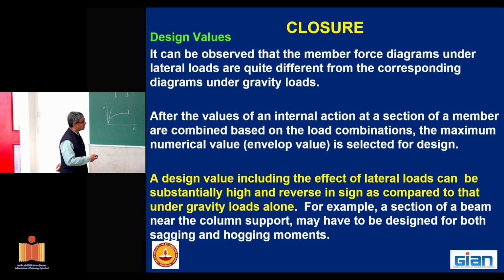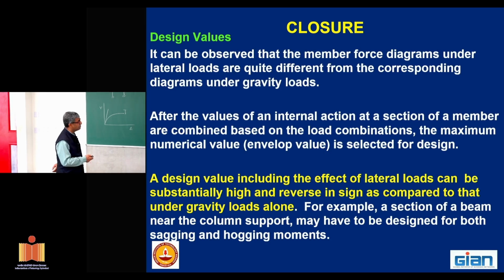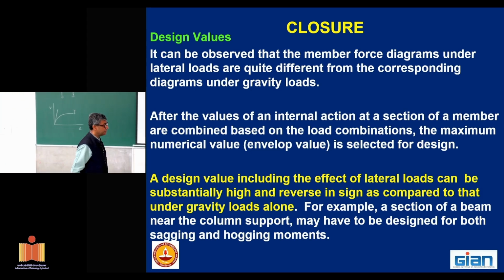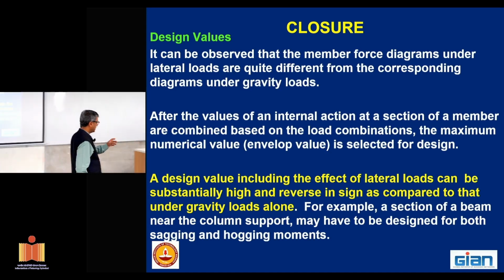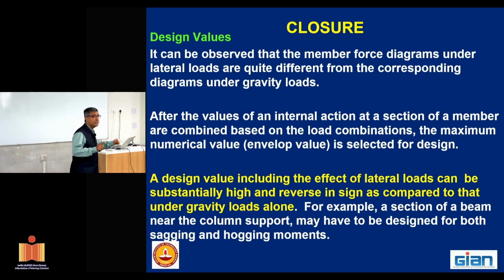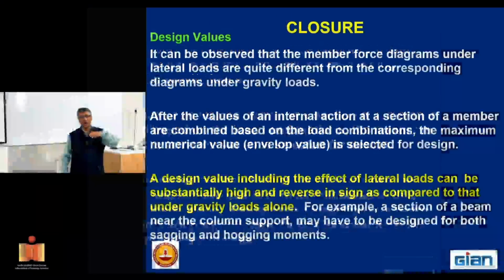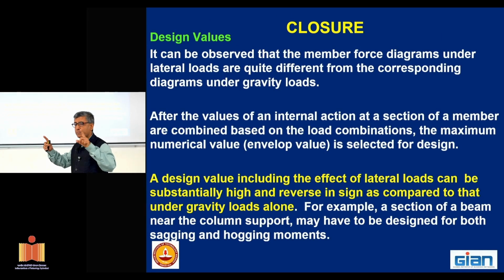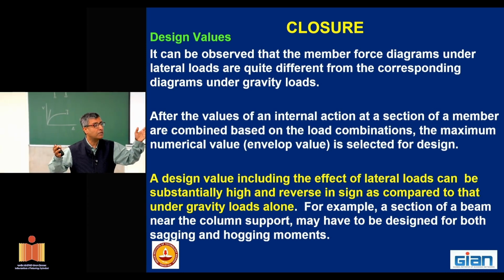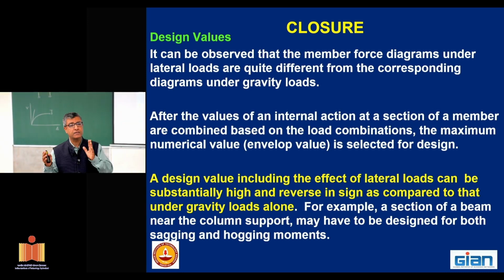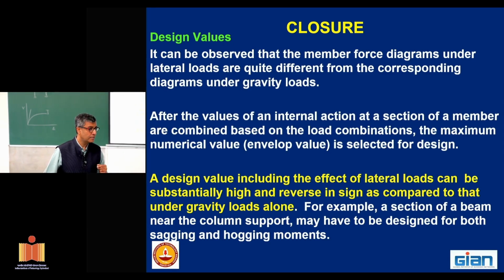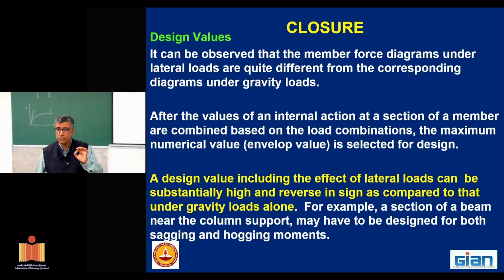After the values of an internal action at a section of a member are combined based on the load combinations, the maximum numerical value is selected for design. That means after several combinations, whichever is the maximum and sometimes minimum also, we need to design for. For gravity, say for a beam at the ends, we expect hogging moment. But under lateral forces, under the envelope, it may have a sagging moment. Then if you are not doing the proper detailing, we are running into trouble.